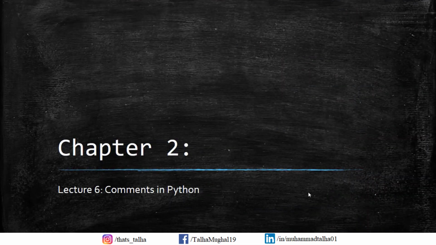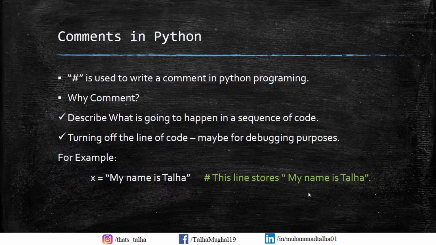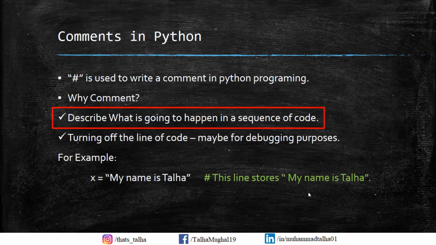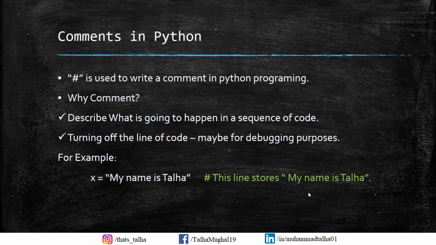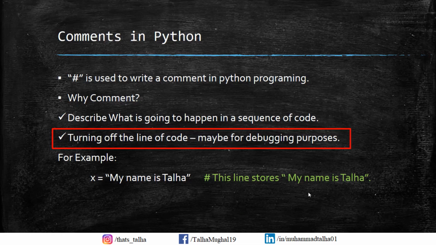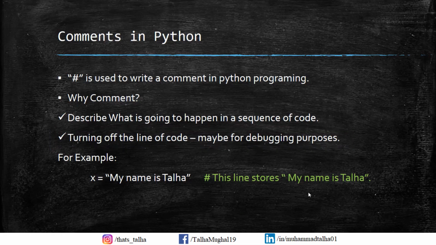In this lecture, we are going to learn about comments in Python. We will discuss what comments are and why we use them in any programming language. First of all, let's see how we can write a comment in the Python programming language. Hashtag is used to write a comment in Python programming. But why do we need comments? There are two main reasons behind writing comments in Python. The first one is describing what is going to happen in a sequence of code. And the second is turning off a line of code, maybe for debugging purposes.